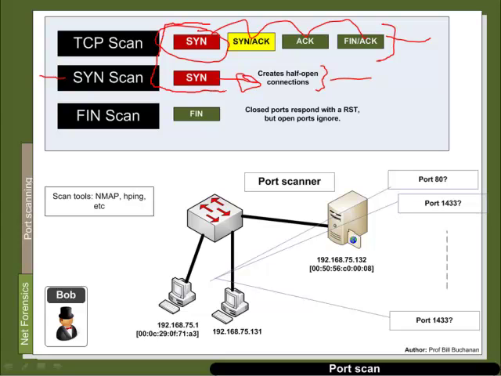Often the SYN flag is blocked by a firewall. So an intruder might use a FIN scan because the FIN is allowed to go through a firewall. With this, closed ports often respond with a reset flag, but open ports ignore it. We can see here an example of a port scan which is scanning random looking ports, 80, 1433, which relates to SQL, and so on.